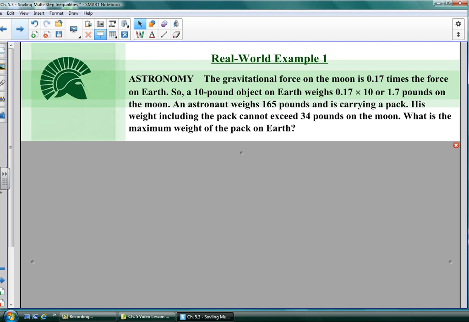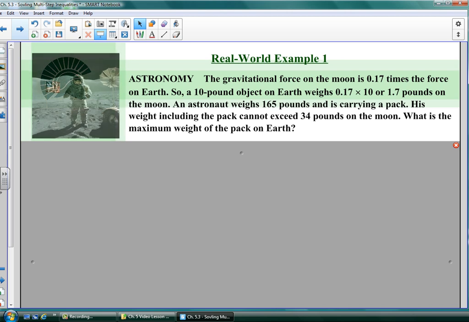So the first thing we're going to look at is a real-world problem. We're going to look at a problem that I would actually talk to my physics kids about. But first, let's look at one of the astronauts from Apollo 12, I believe it is, on the moon, the American flag in the background, very patriotic. So let's read through the problem and see if we can figure it out.